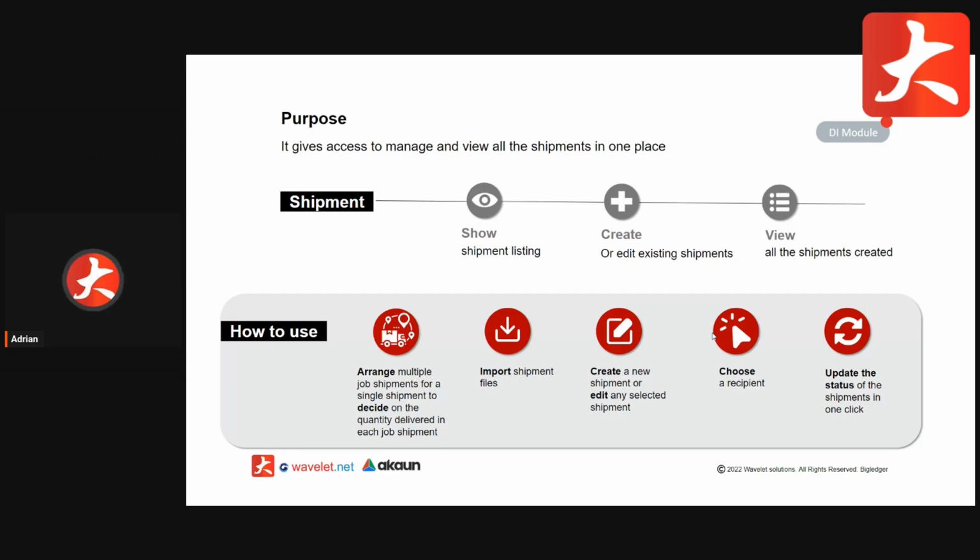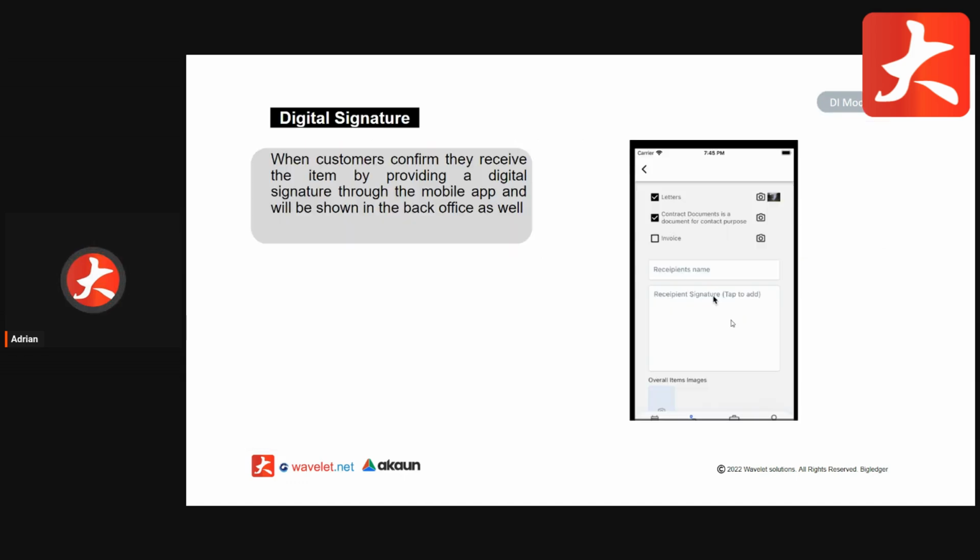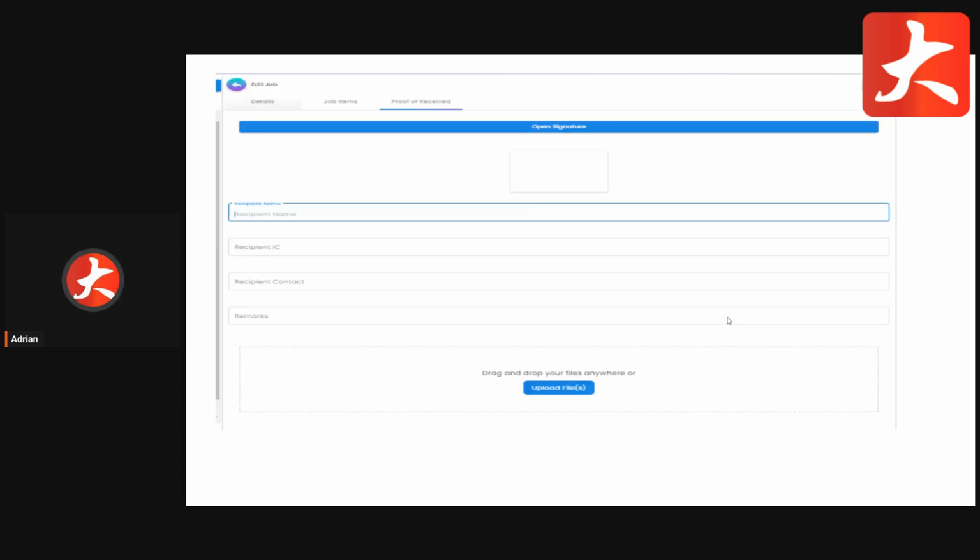After planning your trips, then you can update the status for each of your shipments so that your customer knows the real-time status of their delivery. Then there will be digital signatures for each delivery as well. So your driver can get your customer to sign on the mobile app. Then from the mobile app, it will come to our back system so that your back office can see that this item is received by your customer.